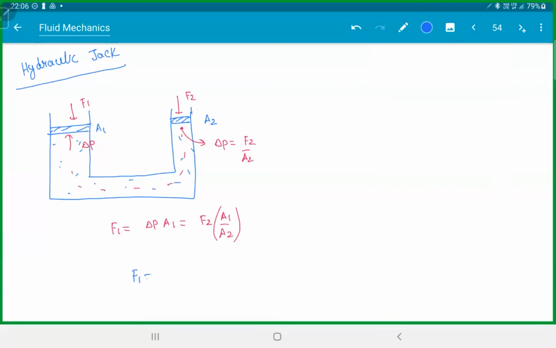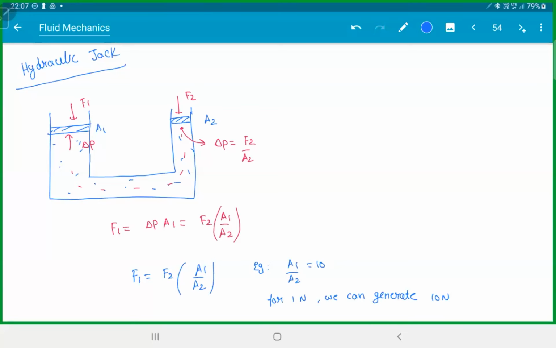So the force on this thing is given by F2. Example, if you take A1 by A2 is 10, meaning you know what? For every 1 Newton, we can generate 10 Newtons of force. This is how they lift the cars and everything, in the workshop. So whenever they want to repair the car, right, you need to lift it. They use a hydraulic jack. By applying a less force, you can lift heavier forces.